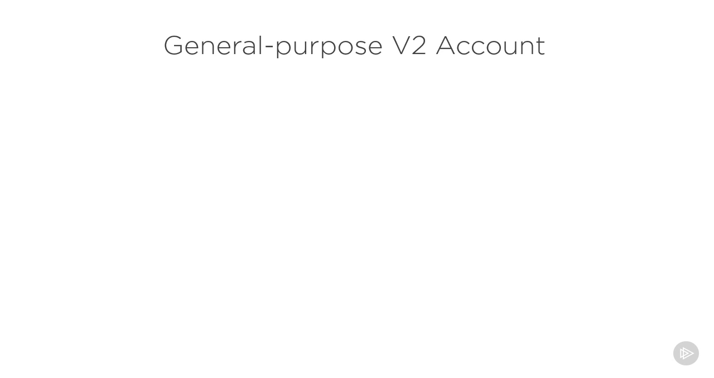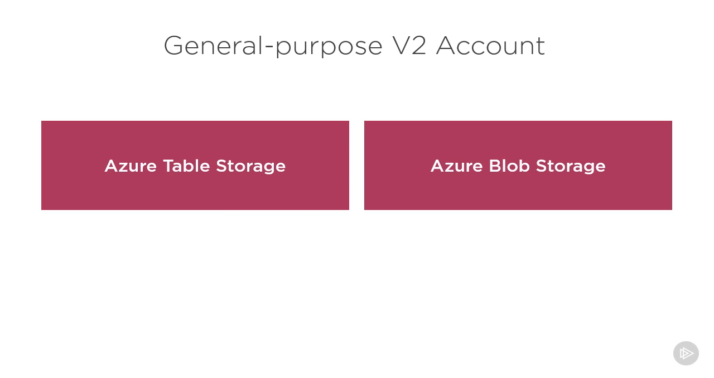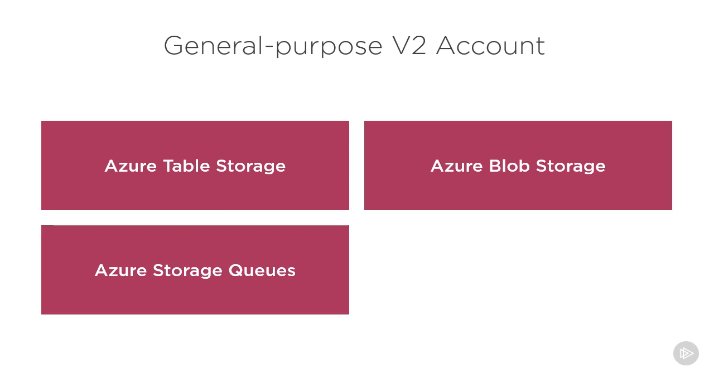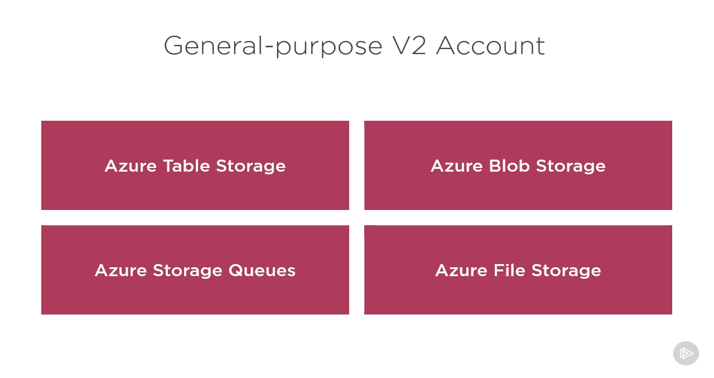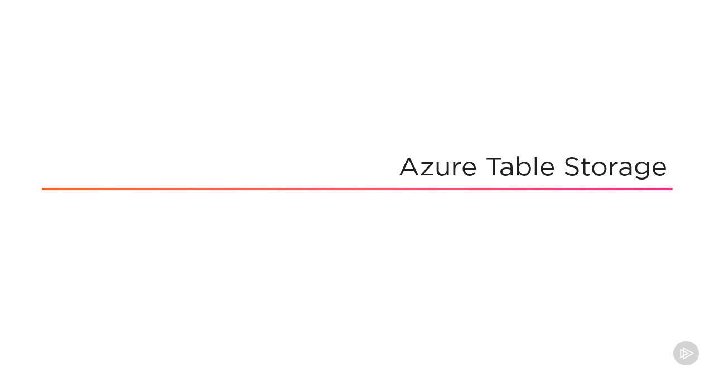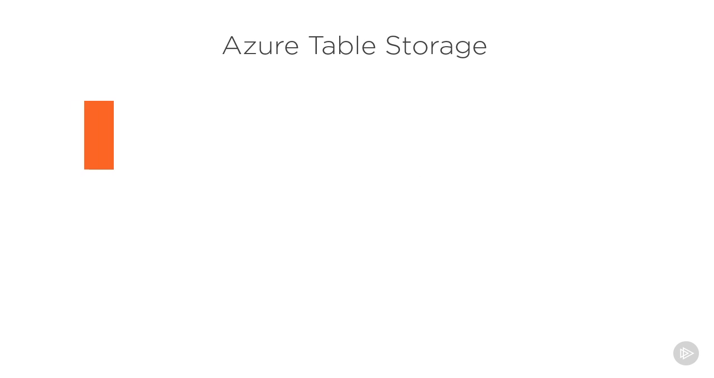So as you know for sure by now, the general purpose V2 account contains four types of services: Azure Table Storage, Azure Blob Storage, Azure Storage Queues, and finally Azure File Storage. Let's talk about Azure Table Storage first. Let's talk about Azure Table Storage in more details.